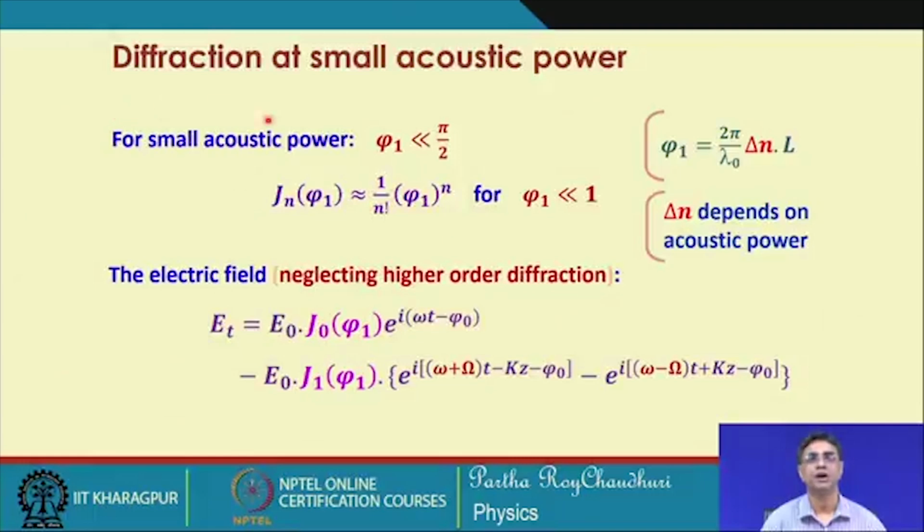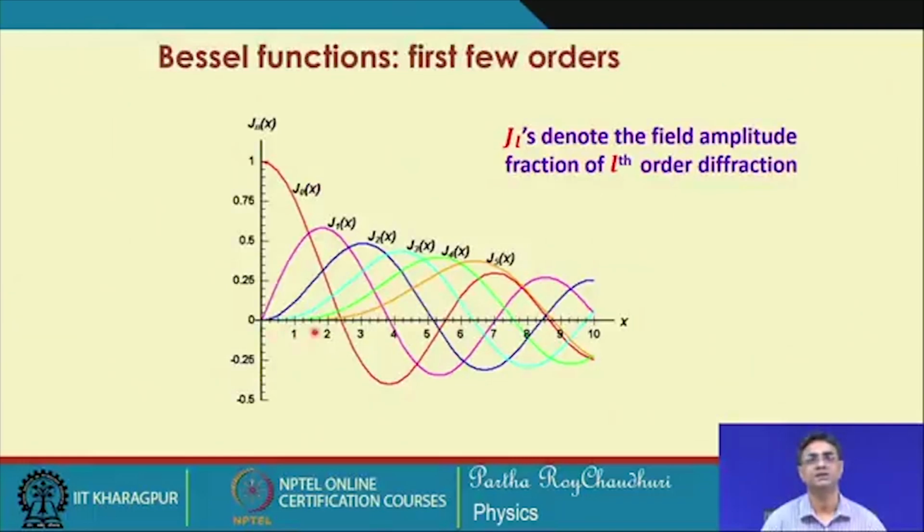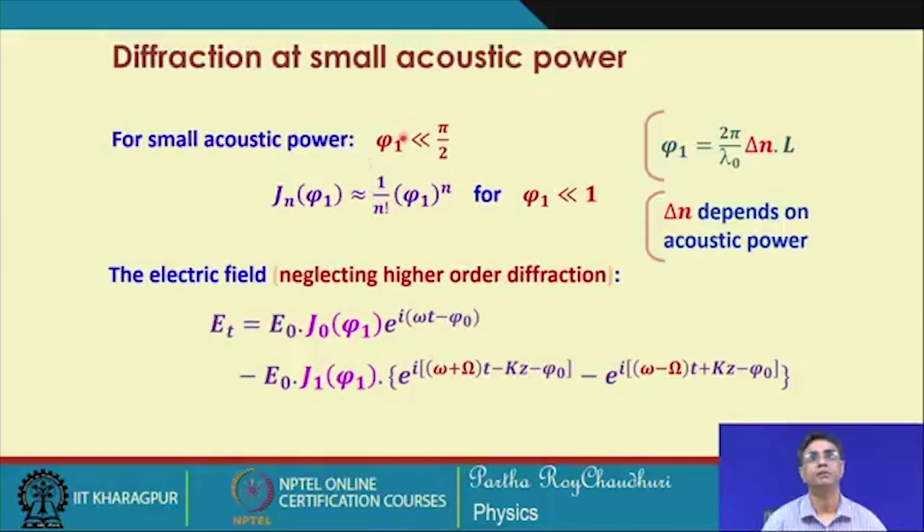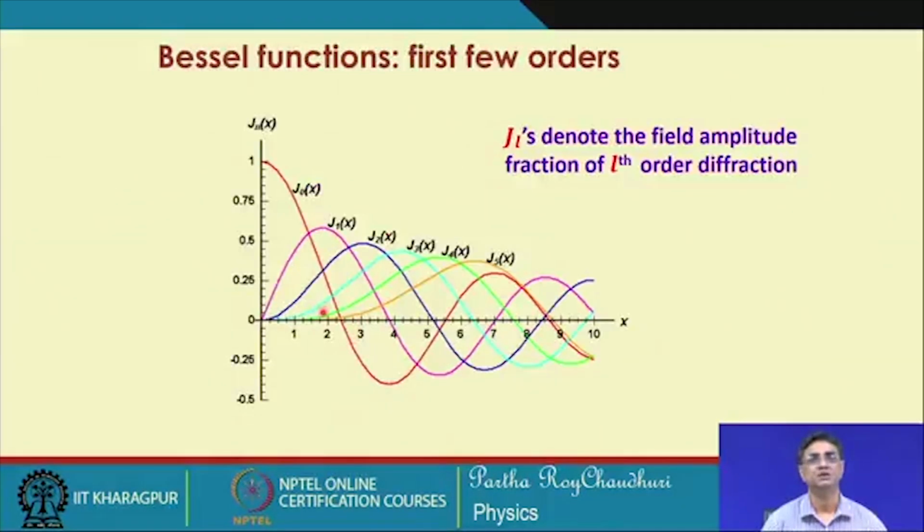So, for small acoustic power, as you have seen, this is phi 1. So, phi 1 equal to 1, 2, 3, 3.14. So, 3.14 corresponds to pi. At this point it will be somewhere here, this is pi, and pi by 2 will be half of that, 1.57 or so, it will be somewhere here. So, at this value, when phi is equal to pi by 2 or even less, we want to refer to a situation when this phi is less than pi by 2.